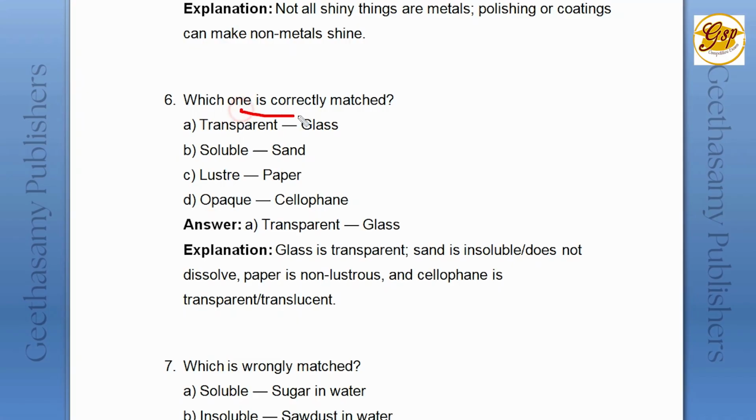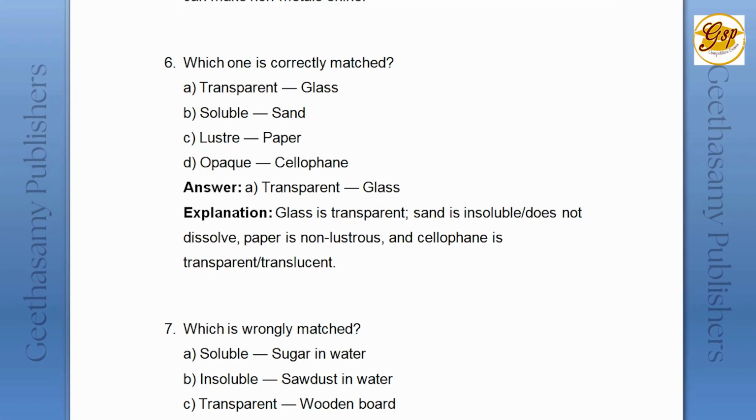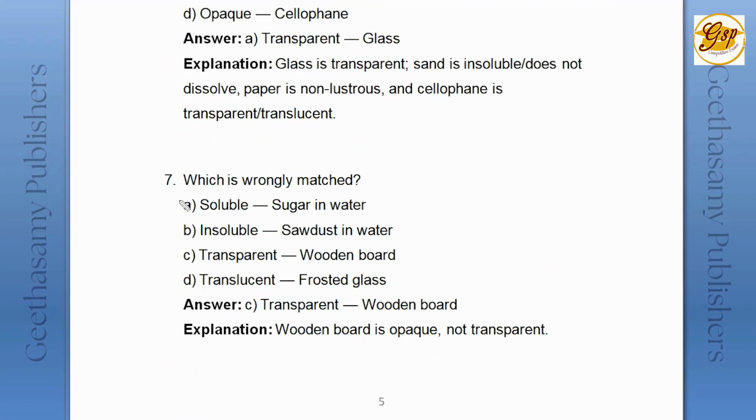Which one is correctly matched? Transparent glass, soluble sand, lustrous paper, opaque cell phone. The correctly matched one is transparent glass. The explanation is, glass is transparent, sand is insoluble and does not dissolve, paper is non-lustrous, and a cell phone is opaque or translucent. Next is the seventh question.